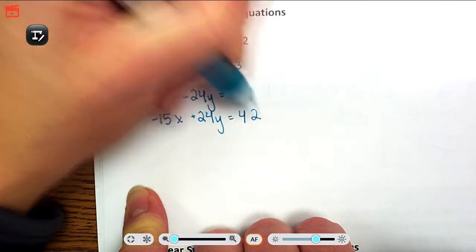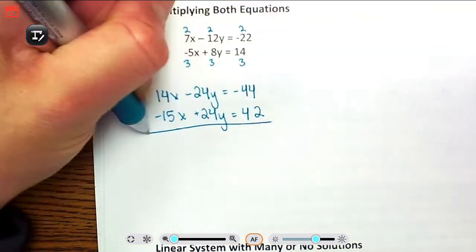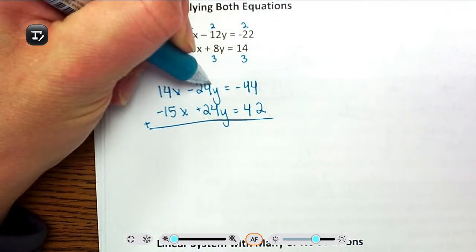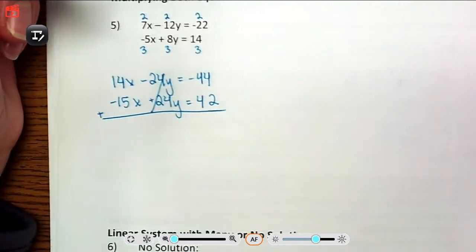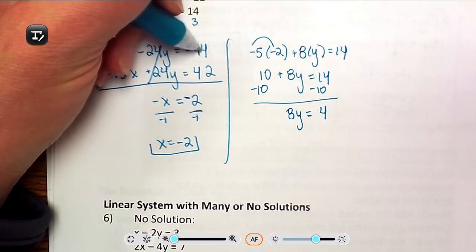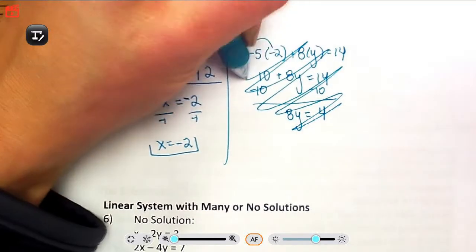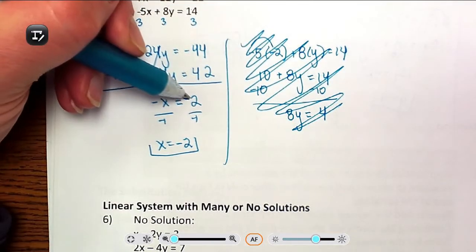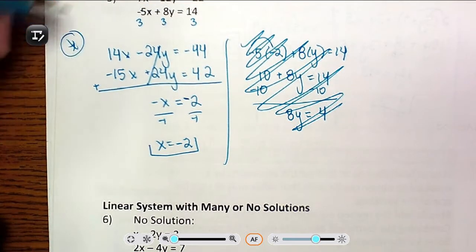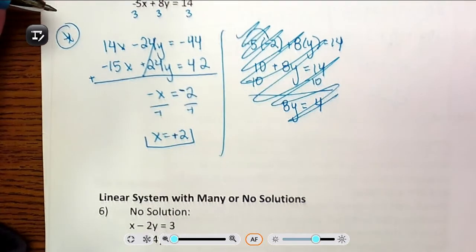Okay, then let's go ahead and add up and cancel. And what do we get? We get negative x, and negative 44 plus 42 gives you negative 2, and negative 2 divided by negative 1 is positive 2.